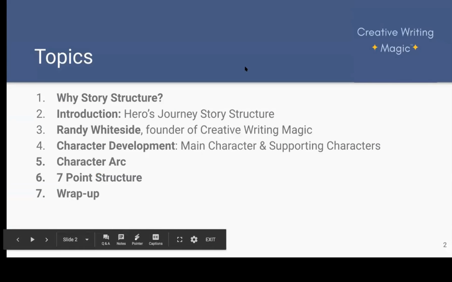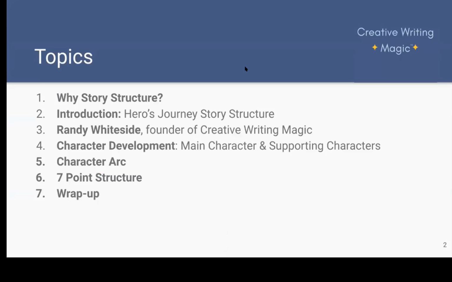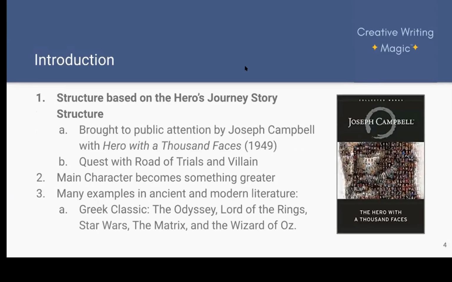So the topics for today are, first, why story structure? Second, an introduction to the hero's journey. Then just a brief little bio about me and Creative Writing Magic. And then we're going to talk about character development, character arc, and then the 7-point structure. And then finally, we'll wrap up with point number 7. So just an introduction.